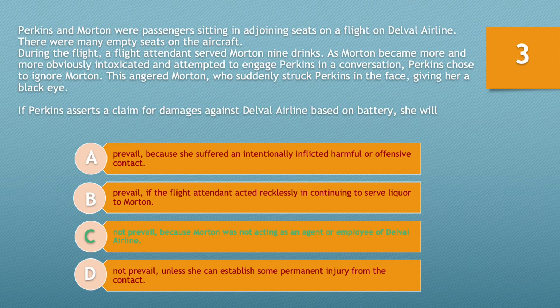the employer. Here, Morton is the person who struck Perkins in the face. Morton was not an agent or employee of Del Val Airline, so Del Val Airline cannot be vicariously liable for Morton's action. Del Val Airline may be liable for Perkins' injury under a negligence theory for failing to better protect Perkins from an unreasonable risk of injury, but Del Val Airline will not be liable for Perkins' injury under a battery theory. Therefore, Perkins will not prevail because Morton was not acting as an agent or an employee of Del Val Airlines.